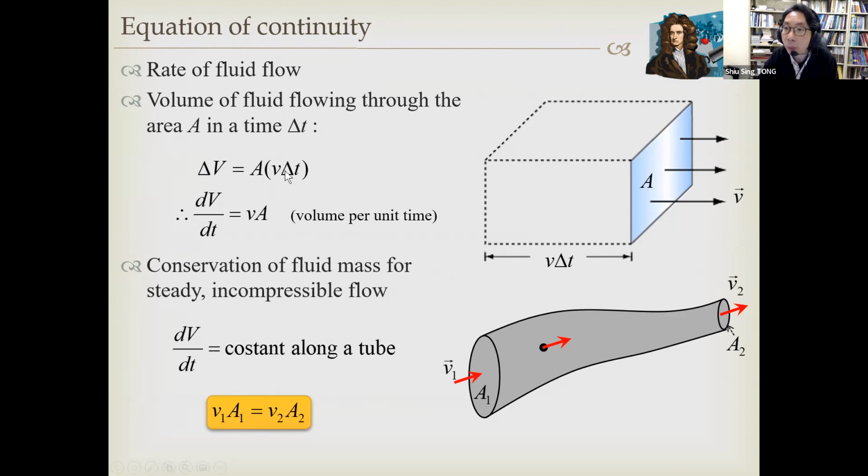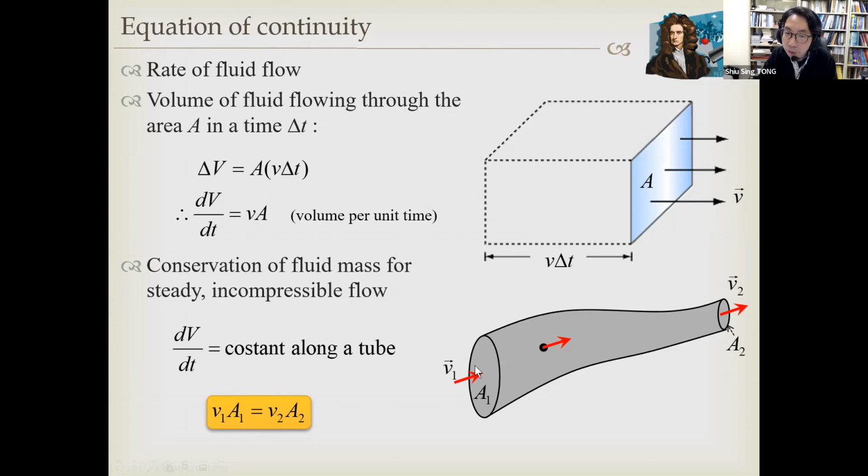If we divide the whole equation by delta t, and we take the limit where delta t tends to 0, that will become the rate of flow of the liquid, the volume rate of flow. That is the volume of liquid passing through the surface per unit time. So dV/dt will be equal to what? It will be equal to V A, the velocity of flow multiplied by the area. Okay, so this is simple. If you want to know how much volume of liquid flows through a surface per unit time, you simply multiply the velocity of flow by the area of that surface, and you will get the volume rate.